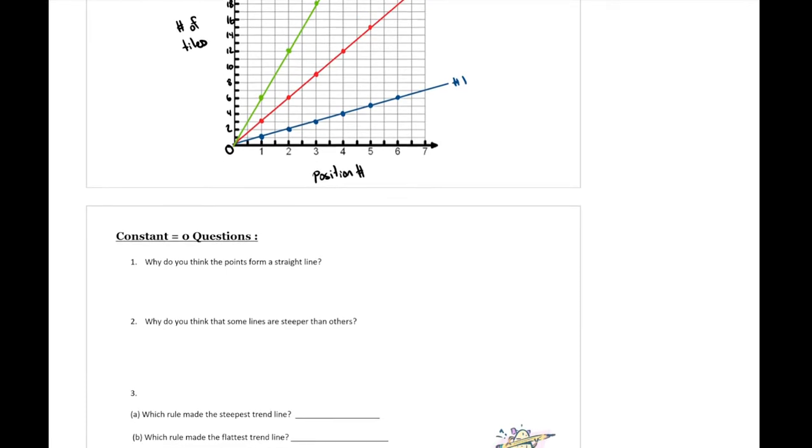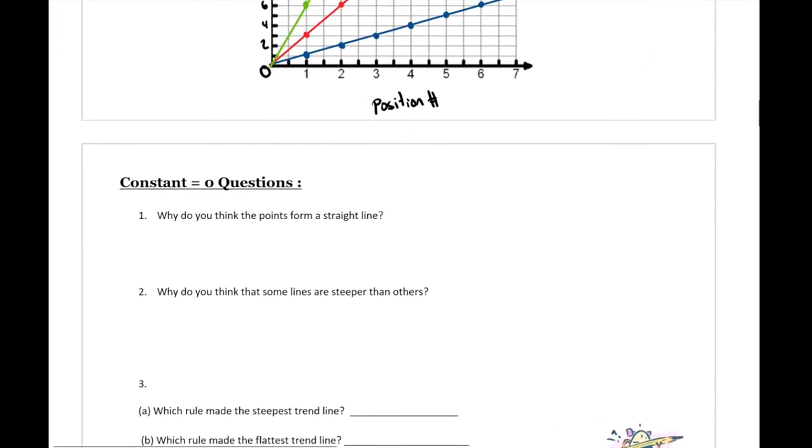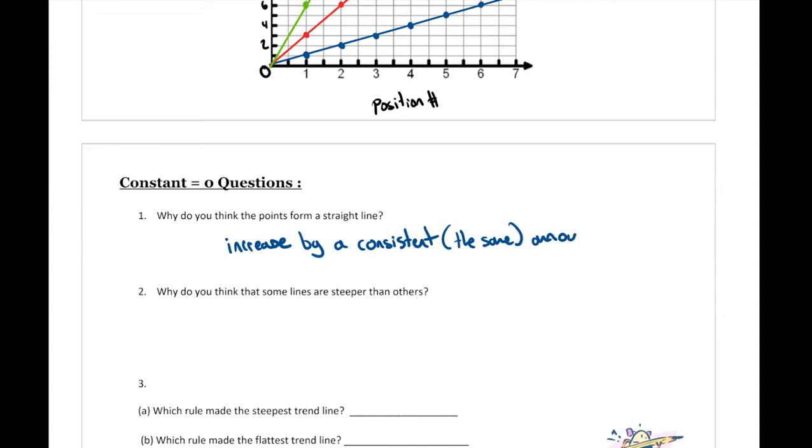So 1. Why do you think the points form a straight line? So in all 3 of our rules, they formed a straight line. So why do you think that might be? Well, the reason they form a straight line is because they increase by a consistent, or basically what we mean, the same amount each time.